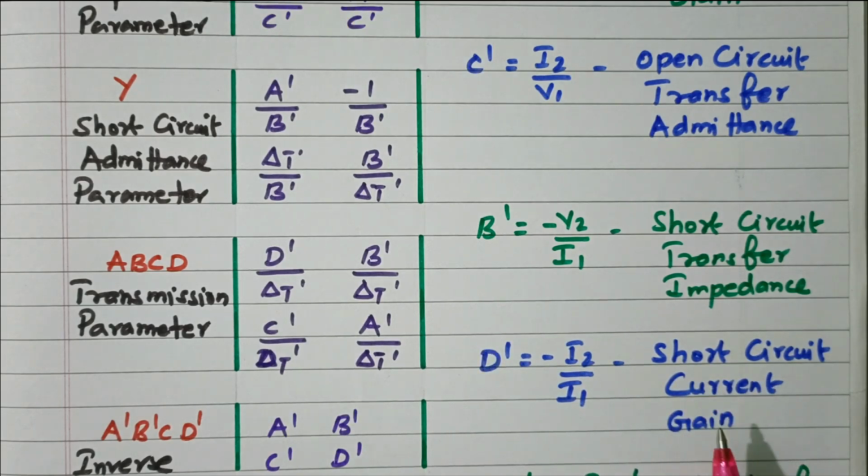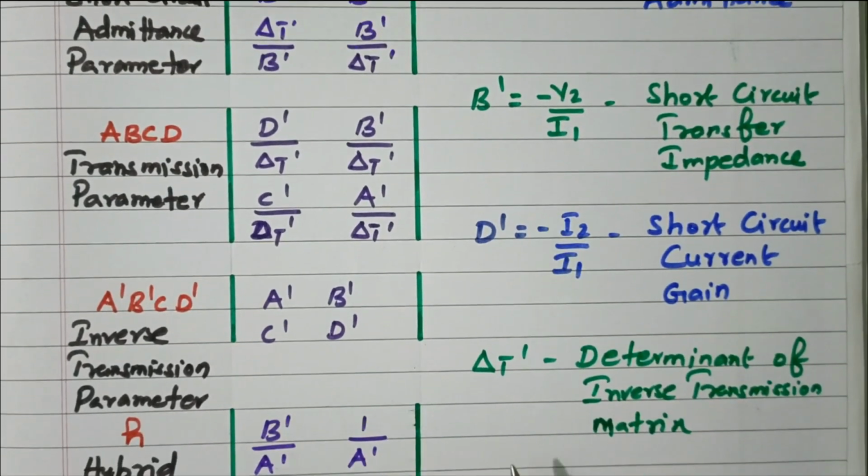First two parameters A dash, C dash refer to open circuit voltage gain and transfer admittance. B dash and D dash refer to short circuit, where the port is short circuited. One is transfer impedance, another one is current gain, short circuit current gain. Similarly, delta T dash refers to the determinant of the inverse transmission matrix.